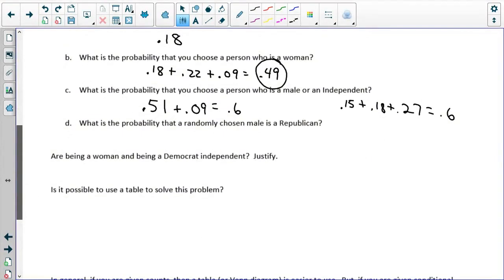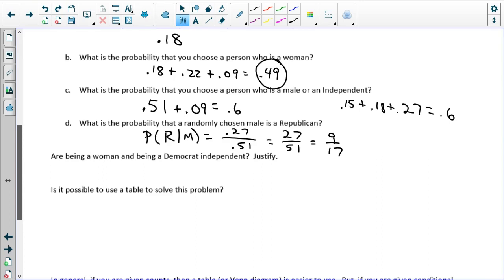What's the probability that a randomly chosen male is a Republican? So the probability of Republican given male is the probability of Republican and male, which was 0.27, divided by the probability of being a male, which was 0.51. So if you're given that it is a male, we have 27 out of 51 is the probability of that, which is the same thing as 9/17.